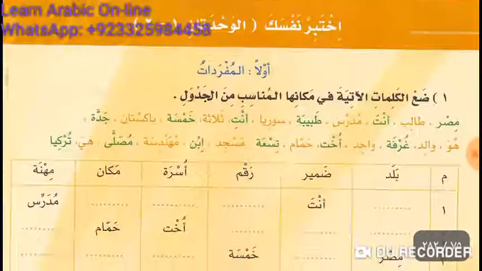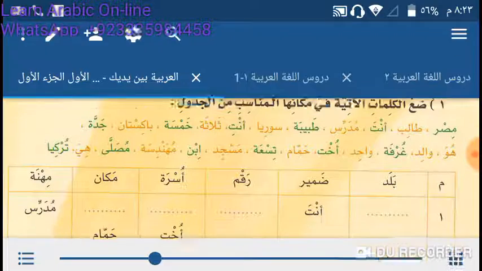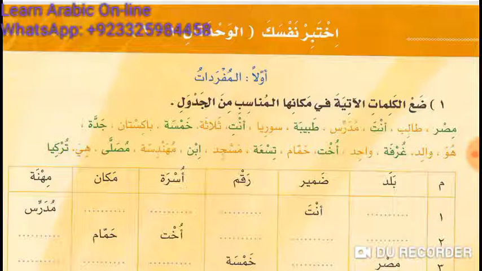Open the page number 75. Did you open the page? Yes. Okay, good. Ikhtabir nafsaka, test yourself. Al-wadatan means two units, unit 1 and unit 2. So this is a question paper, okay? And you must solve this question paper before the next class and send me so that I can check. This is necessary.